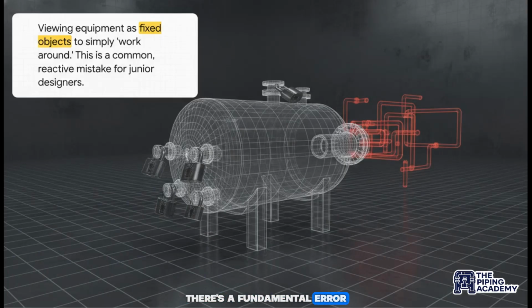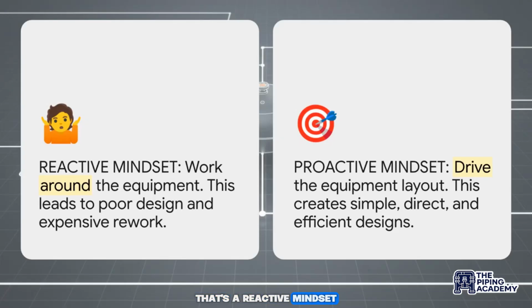There's a fundamental error I see a lot of junior designers make. They look at the equipment, the vessels, the columns, the exchangers, as these fixed, unchangeable objects that they just have to work around. They get a drawing and assume the nozzle locations are set in stone, and their job is just to connect the dots, no matter how complicated the path. That's a reactive mindset, and frankly, it leads to terrible design.